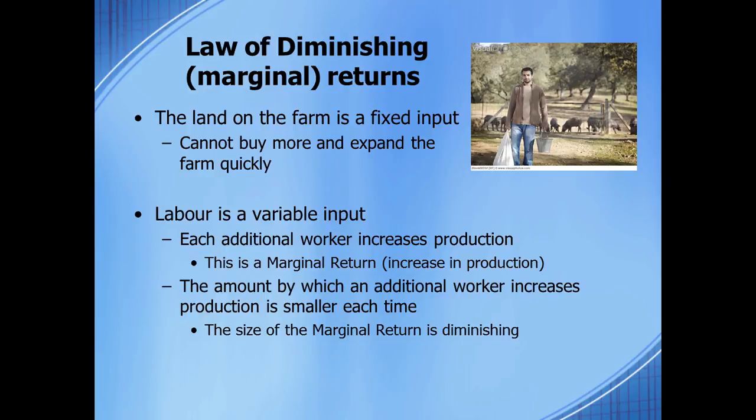So the first time is a very large increase, the second time still large but smaller, and so on to the point where new staff do not increase production at all. And then we need to increase the fixed inputs. Perhaps we need the farm to be bigger, so the workforce can produce more. It's an important concept, this law of diminishing marginal returns, and it plays a key role.